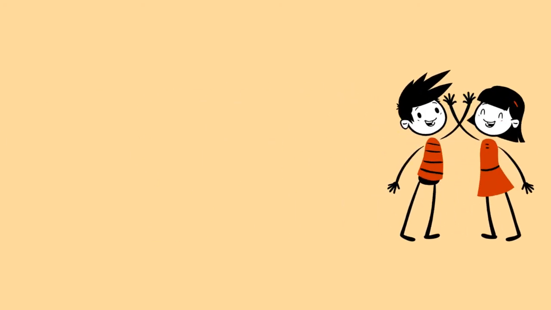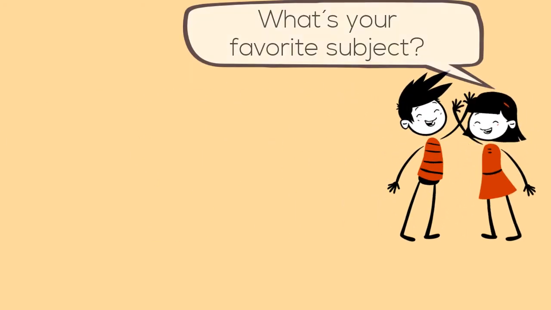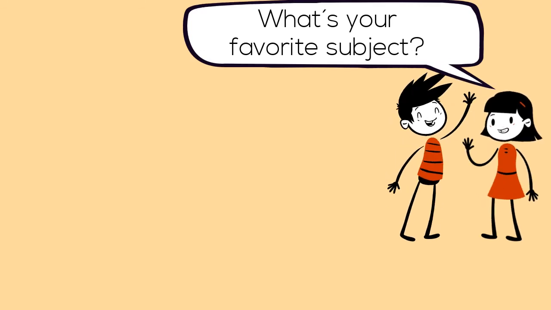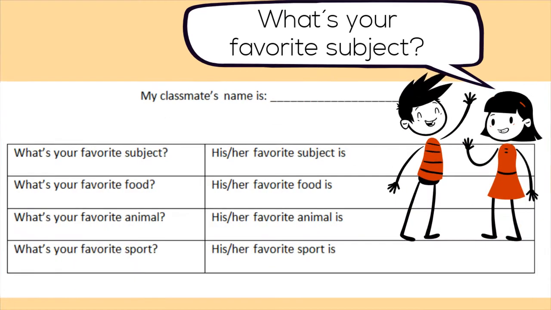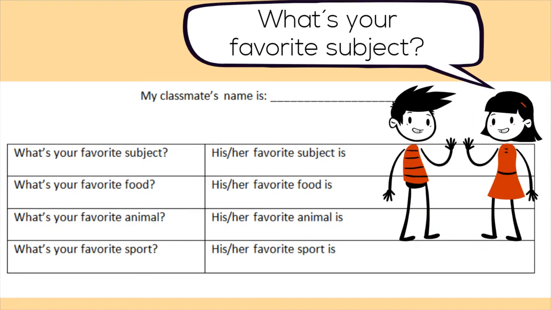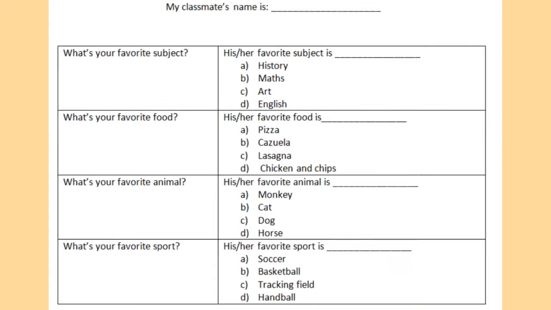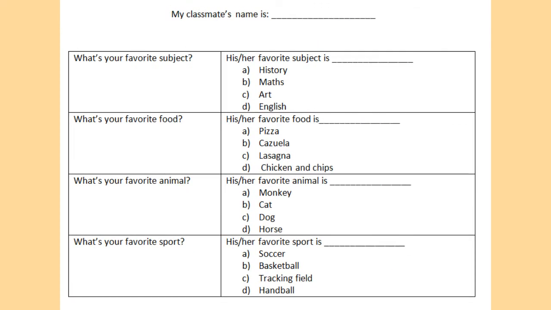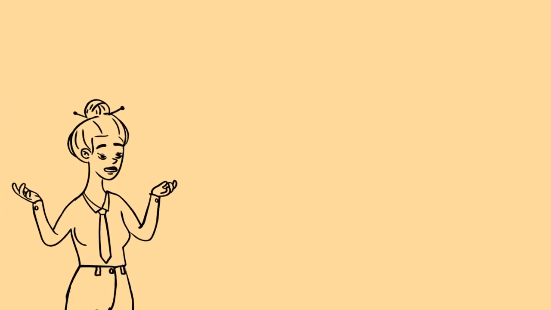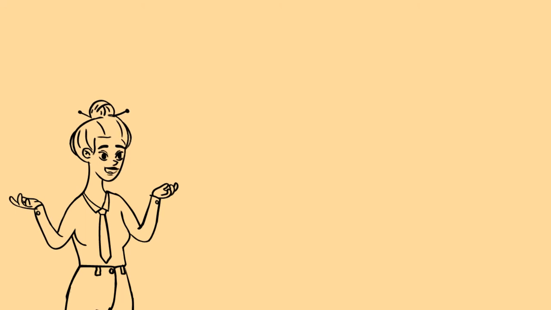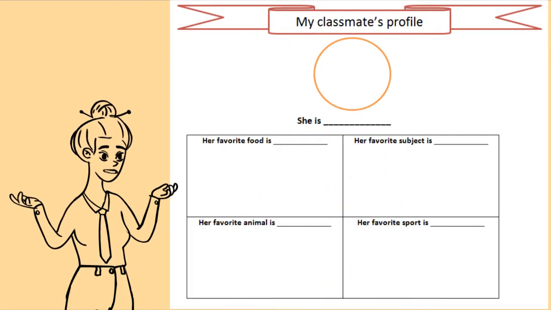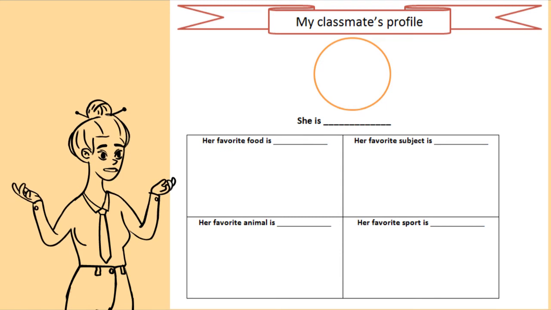Students will ask each other 4 questions related to personal information. For example, what's your favorite subject? After that, students will write their partner's response. You can provide them with a chart like this one with more or less information. Students with special needs work better when they are given options, so this chart has 4 alternatives for each of the questions. After they complete the information from the previous chart, they will be provided with a profile and they need to write and draw their classmates' answers.